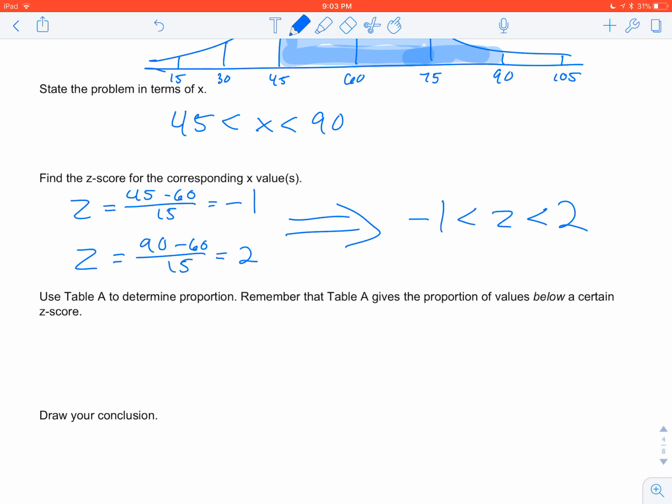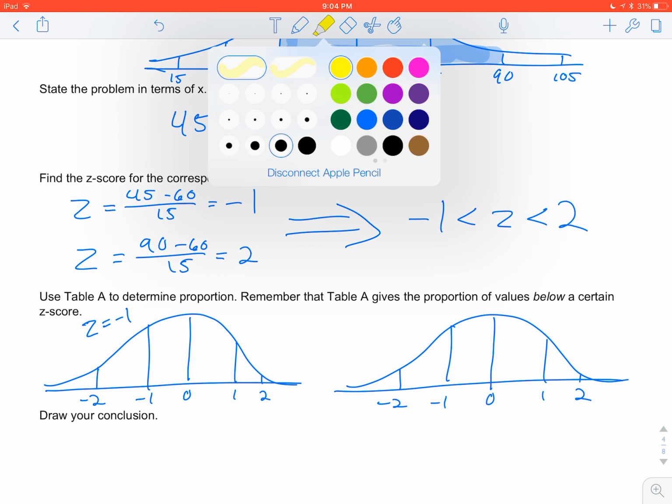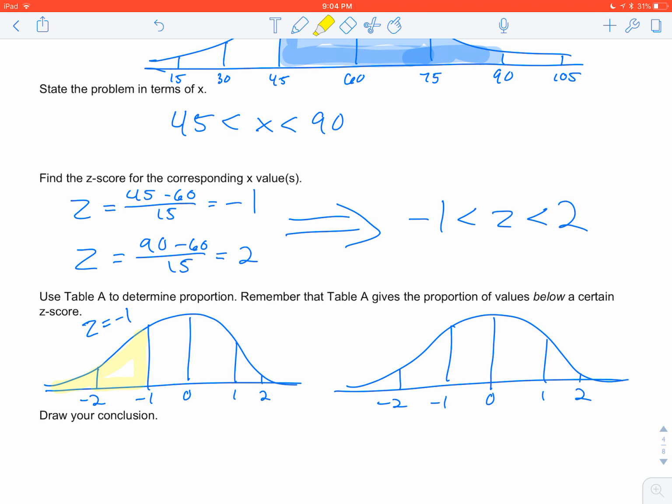I'm going to try and show you how it's going to work though with two diagrams. So I'm going to draw two normal curves, but instead of using the raw scores, I'm going to use the z-scores to show you how to find the proportion between two different z-scores. So 0, 1 standard deviation, 2 standard deviations, -1, -2 standard deviations. Draw the same curve over here. So to represent what the table will give you when you look at z equals -1, this is what the table is going to give you. And I'm going to do this in a different color. This is what the table is going to give you to the left of -1. And this is what the table will give you for +2.